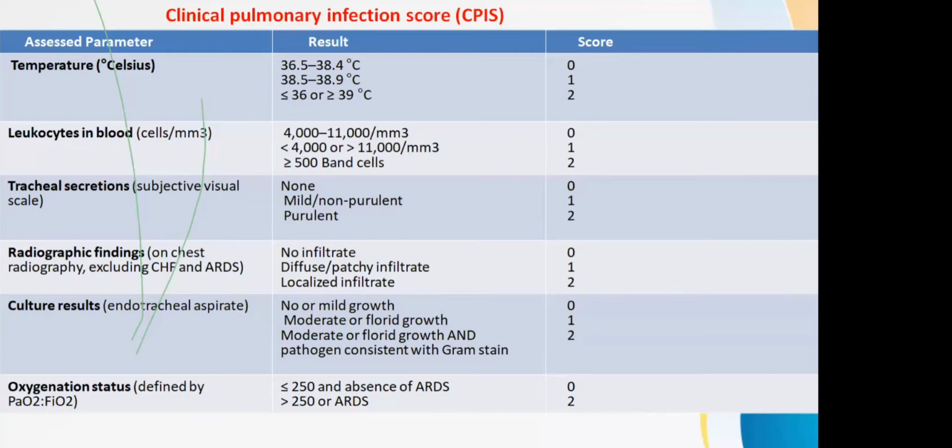So the first sample was also negative. For the second culture sample of endotracheal secretion, if there is no growth, the score is 0. Mild growth, as I said, and 10 to the power of 2 to 3 is also considered mild growth, so 1. And if moderate to high growth is there, with plenty of microorganisms available, it is labeled as 2. Then the oxygenation status: more than 250 indicates absence of ARDS, and otherwise the component of ARDS is there. Based on this, we take up this CPIS scoring.